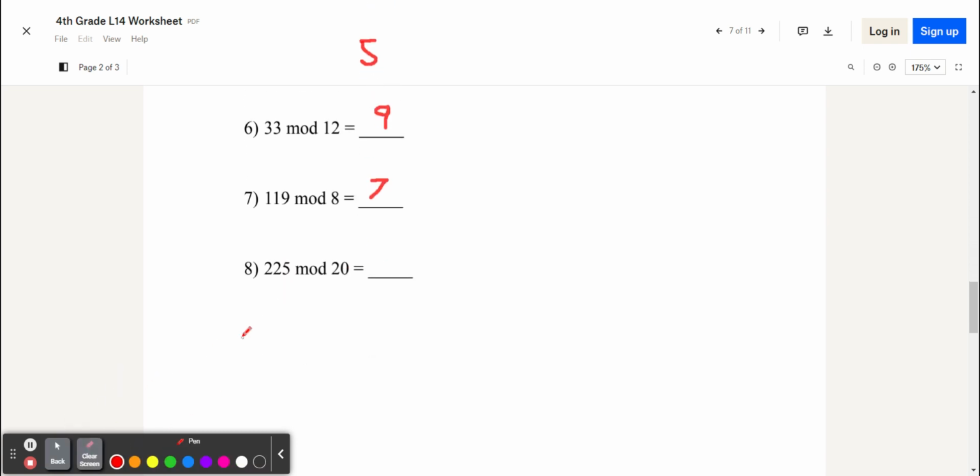And then for our last question, we have 225 mod 20, which will just be 5, since 20 can go into 220, and then 225 minus 220 will be 5.